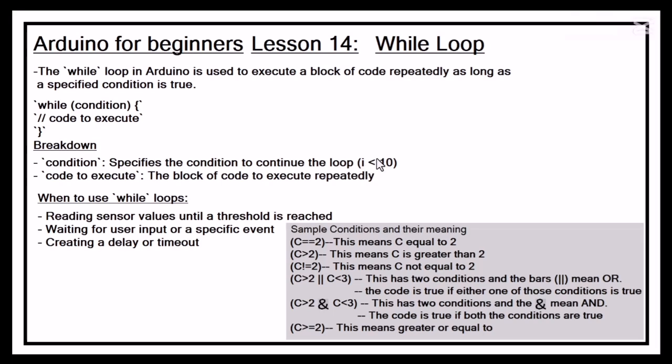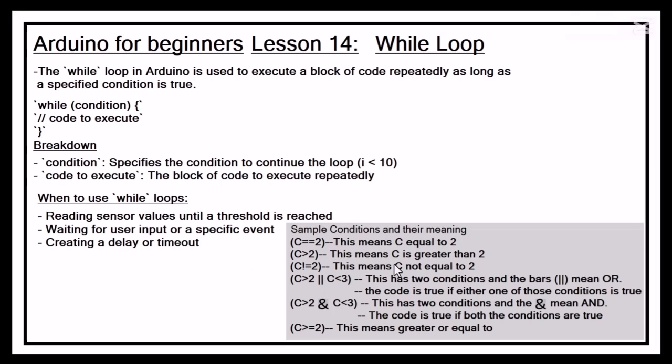Example, i is less than 10. Then the code to execute, the block of code to execute repeatedly. So when to use the while loop? For reading sensor values until a threshold is reached, waiting for a user to input a specific event, creating a delay or a timeout. Those are a few examples of when you can use while. And this is just a simple condition. I'm sure you have seen this from the lesson on the if statement, just to help you work with your code and your conditions perfectly.